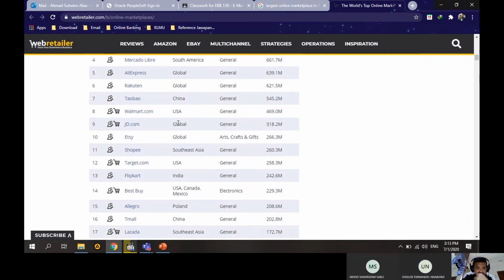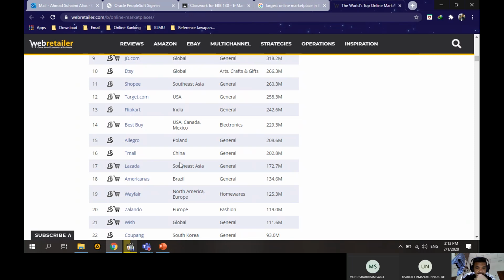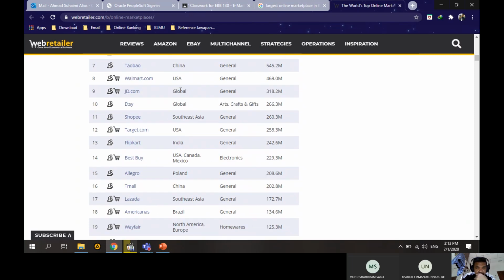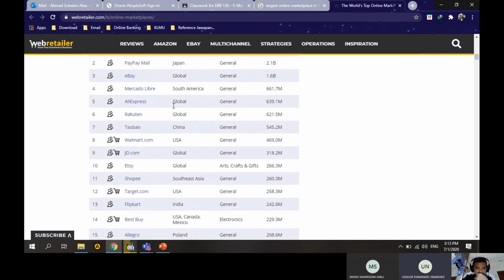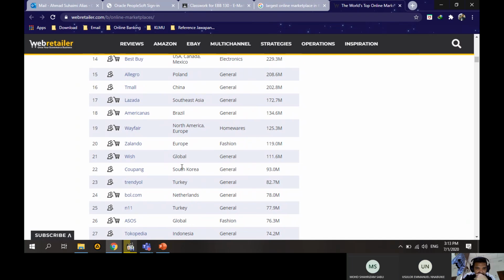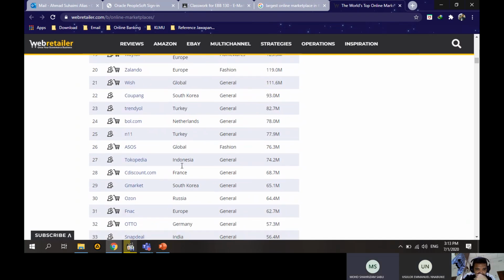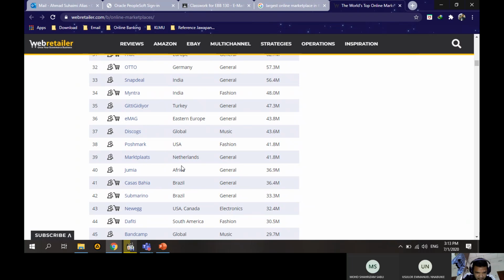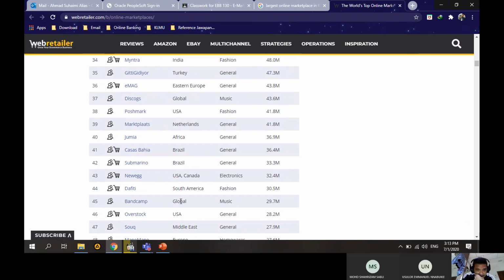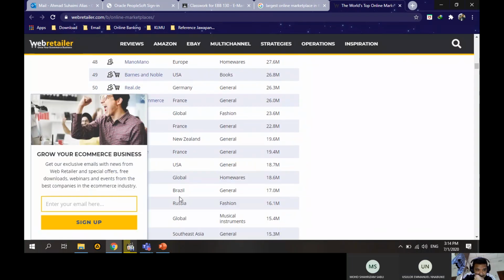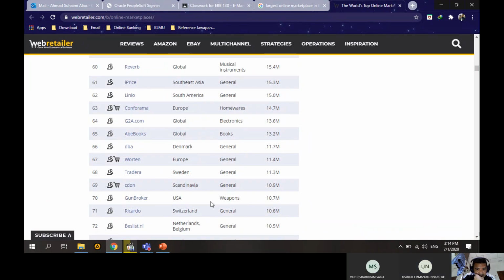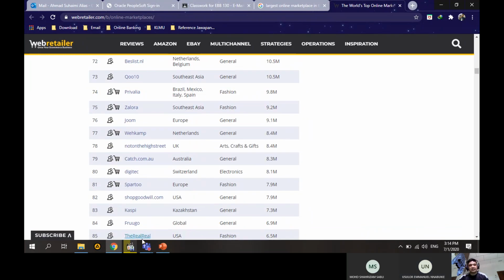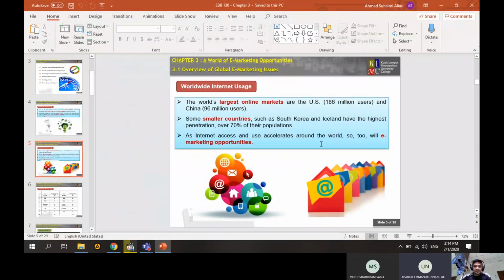So as you can see, the largest is US, currently US. We can see USA. We have China, India, but the largest is still US. Even though I'm going down and down, it's still US. China is second. Okay, it's still maintained.